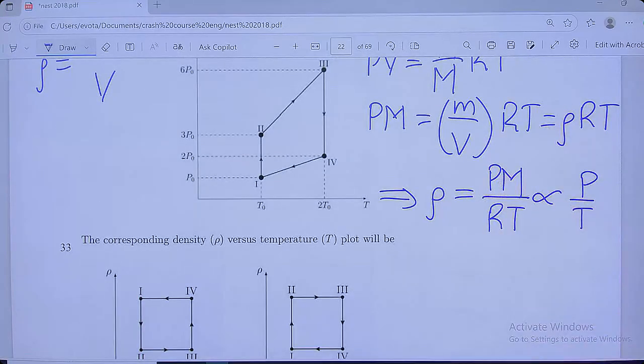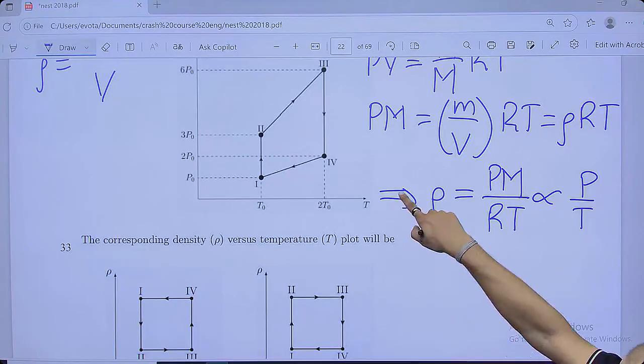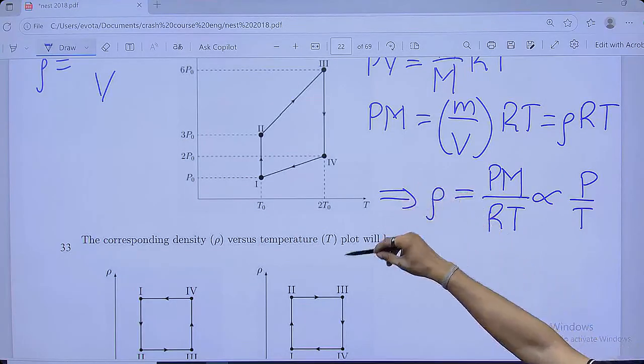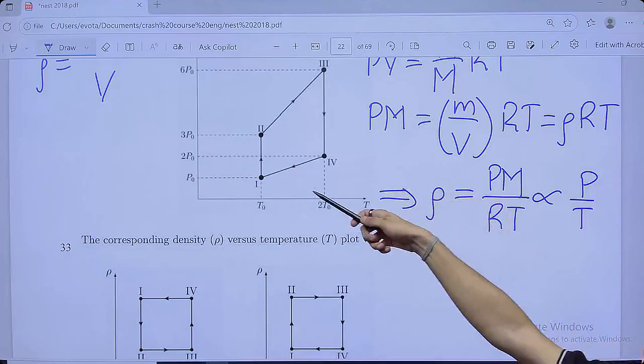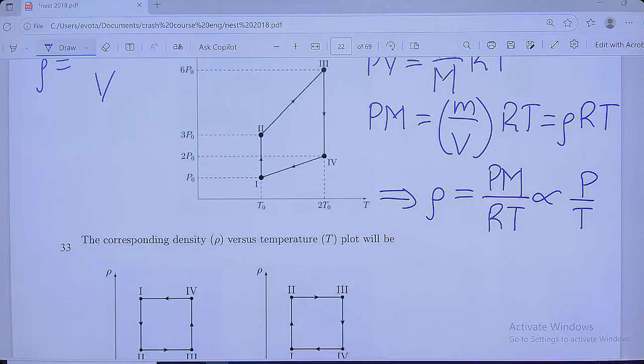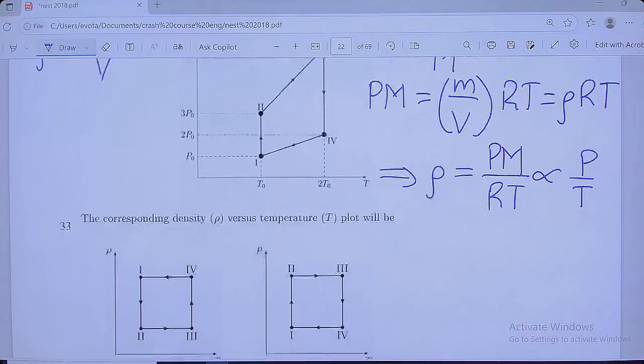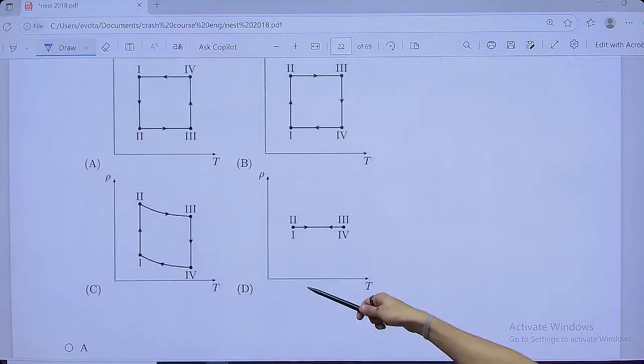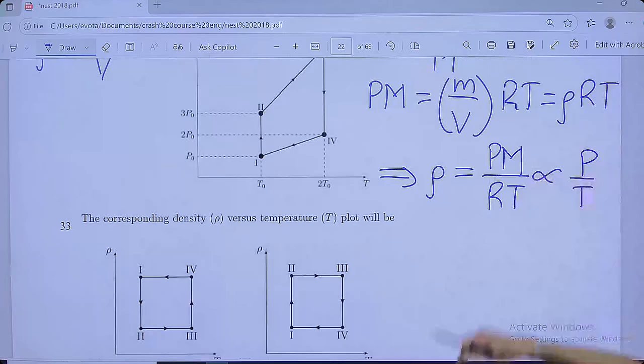In process 2 to 3, P and T are both linearly increasing. P goes from 3P to 6P and T goes from T to 2T. The slope is 3 by 2. So rho should once again linearly change with slope 3 by 2, which corresponds to option C. We can see, sorry, with 3 by 2 it is decreasing. Yes, with 3 by 2 it will decrease.